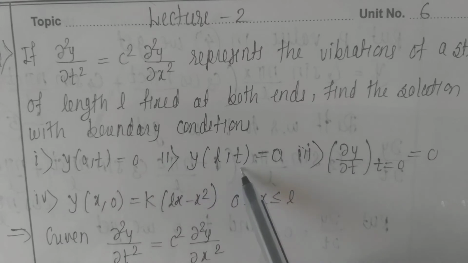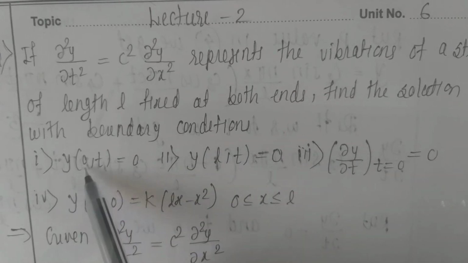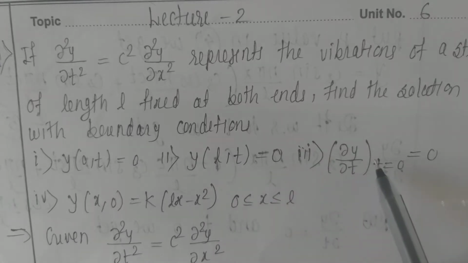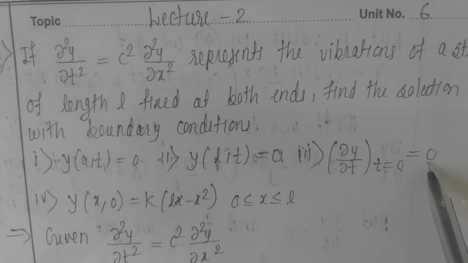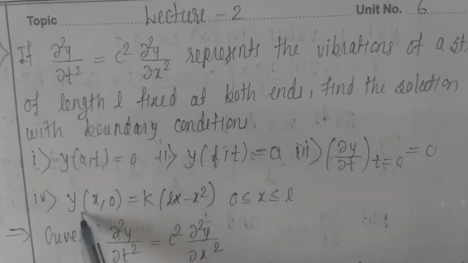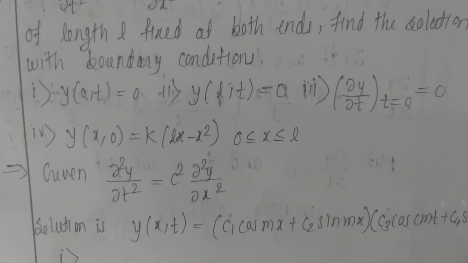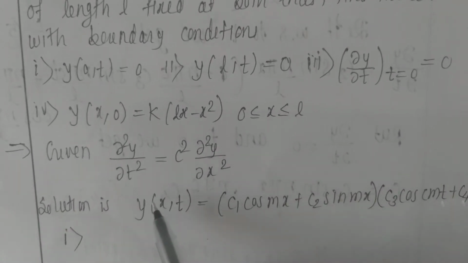These two boundary conditions are at the ends, because the string starts from x is equal to 0 to x is equal to L. Third boundary condition is that initially, at time t is equal to 0, del y by del t value is 0, and initially at t is equal to 0, y value becomes k into (Lx minus x square). So what we are doing here, we are considering the direct solution.